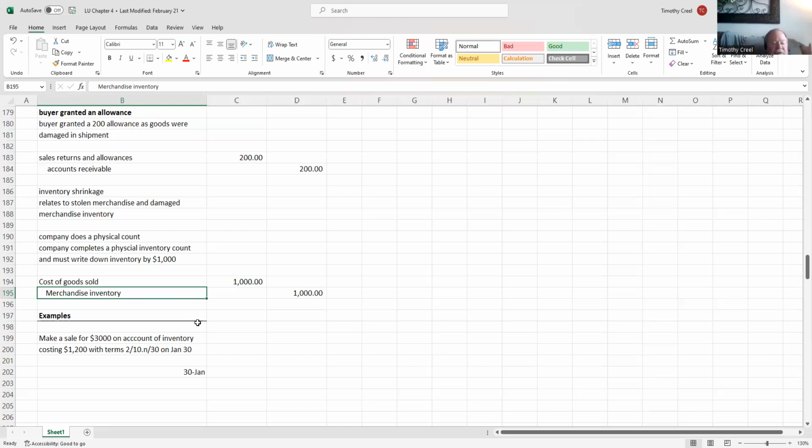So these are some examples of how a retail company would handle journal entries related to purchasing items to sell in their stores, or inventory, and selling those items to customers.